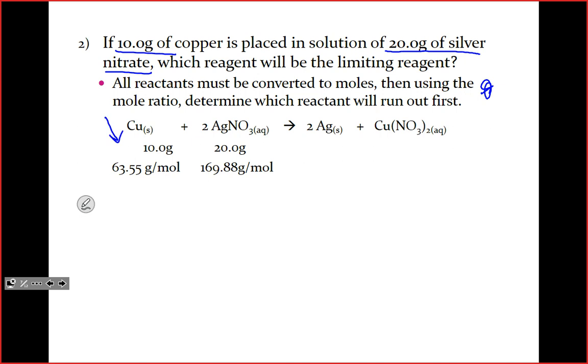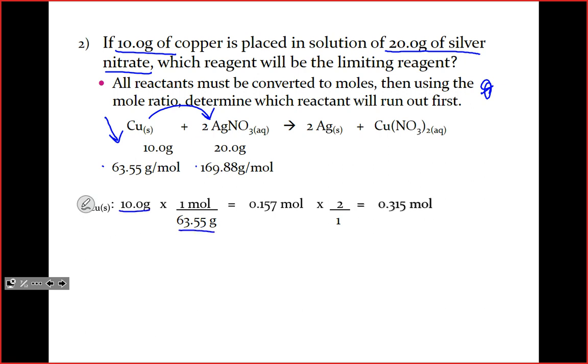10 grams of copper. I have 20 grams of silver nitrate. Here's my molar mass of copper, and here's my molar mass of silver nitrate. Now what you have to do is compare the copper to the silver nitrate and then the silver nitrate to the copper. The first way we're going to go is I have 10 grams, here's my molar mass, my grams cancel out, and that's my moles.